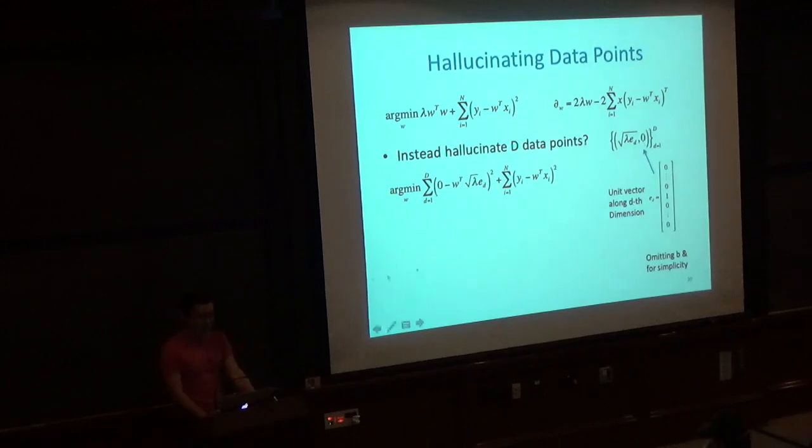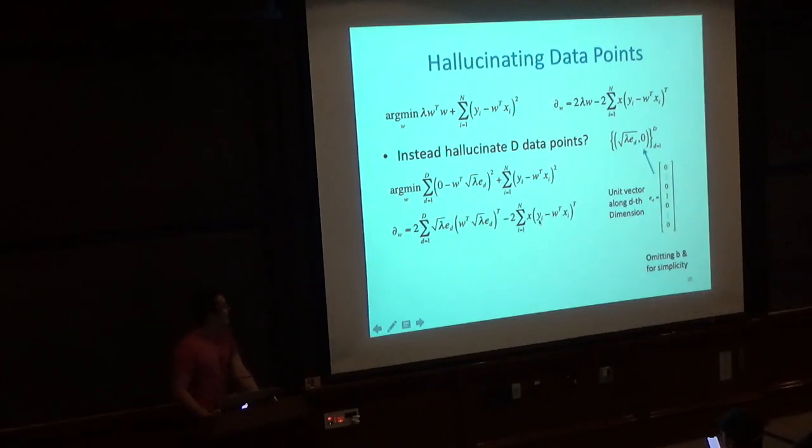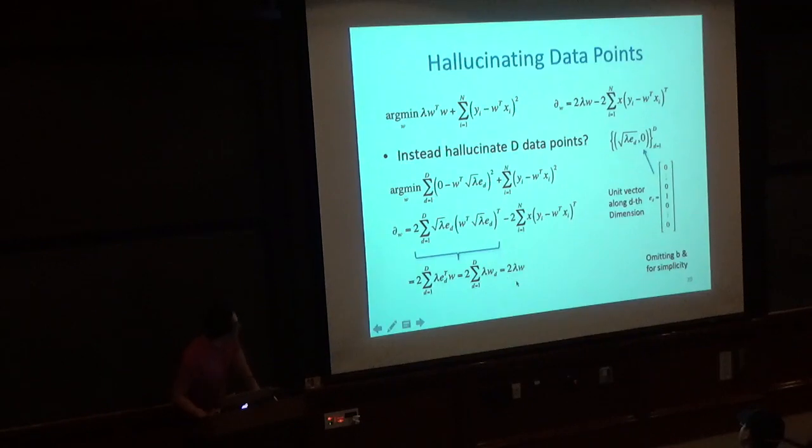So this is our new learning objective. Instead of regularization, we're just going to hallucinate these data points and add them to the training set. And this is the squared loss of those training examples. Let's take the gradient of this learning objective with the hallucinated data points. The right term is the same as before, and the left term is simply the gradient with respect to the hallucinated data points. If you simplify, you get back this, which is exactly the gradient you get for L2 regularization.